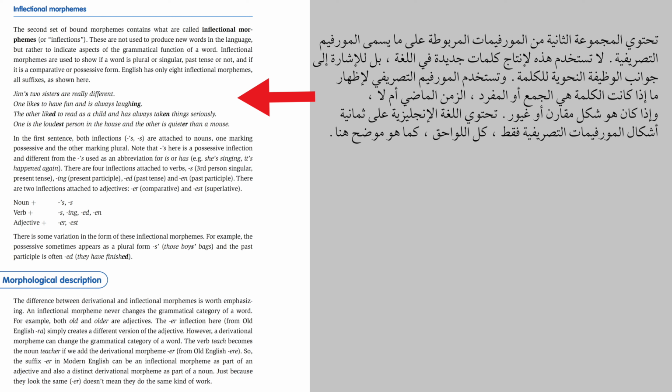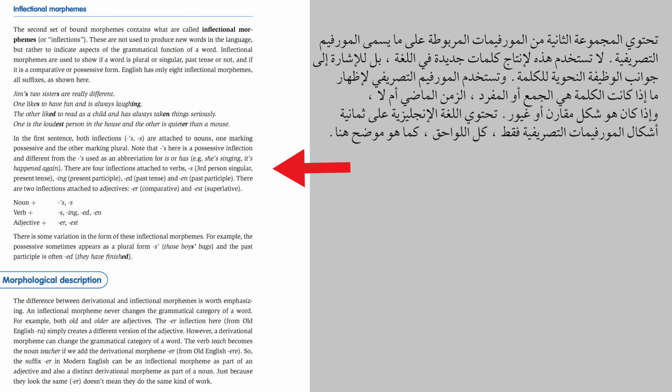فعندك noun مثل ما يذكر هنا in the first sentence both inflections اللي هي s possessive and s plural are attached to nouns, one marking possessive and the other marking plural. Note that s here is a possessive inflection and different from the s in abbreviation as for is and has. She's singing, it's happened again. هذا فرق بيناتهم. There is some variation in the form of these inflection morphemes. For example, the possessive sometimes appears as a plural form. مثلا those boys. فهذه كما تصير وراها ما تصير قبلها.